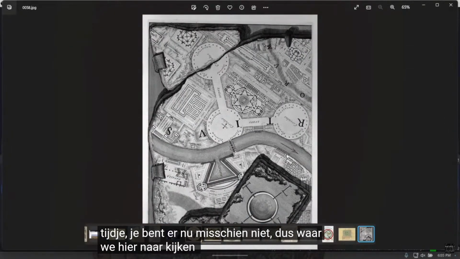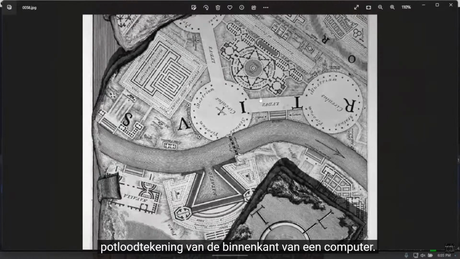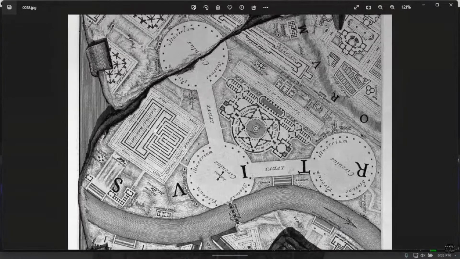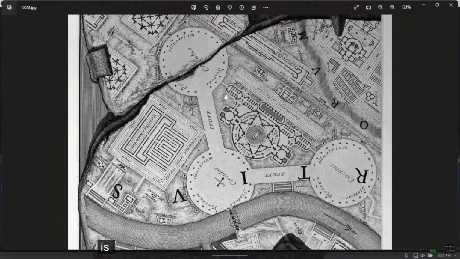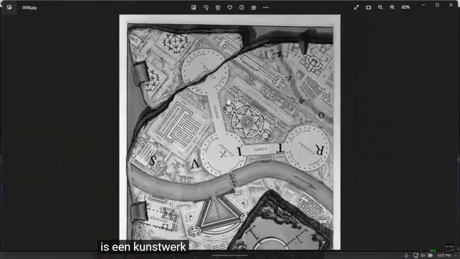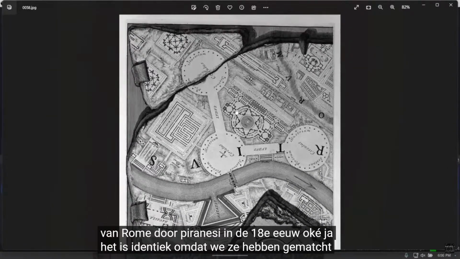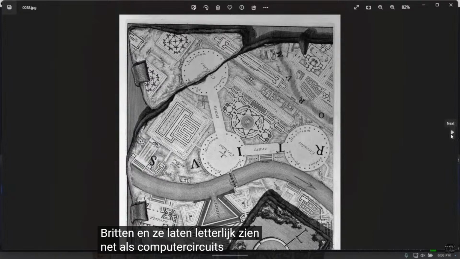So what we're looking at here is basically a graphic or a pencil drawing of the inside of a computer: central processor, cooling fans, heat sinks, and the rest. No, actually it's not. This is an artwork of Rome by Piranesi in the 1700s. Yeah, it's identical, because we've matched them and layered them on Flat Earth British, and they are literally showing to be just like computer circuit boards.